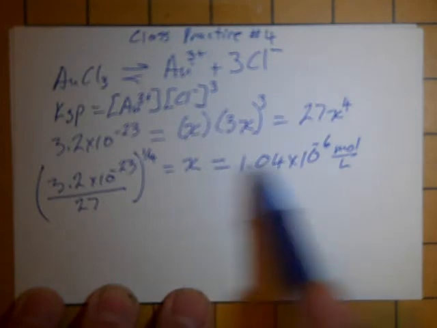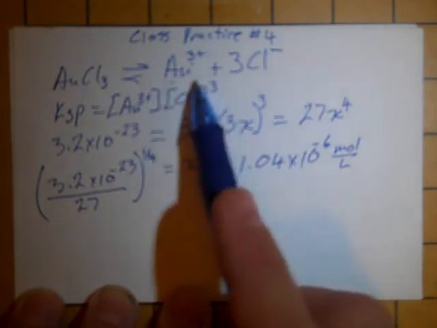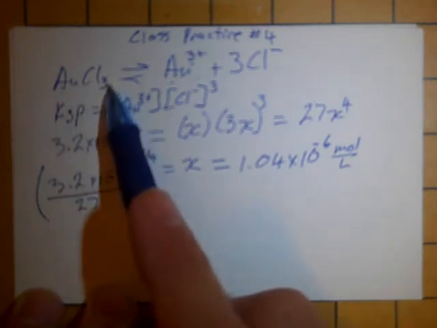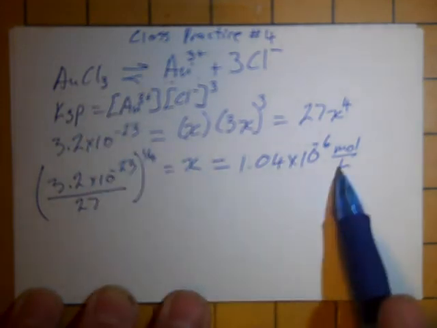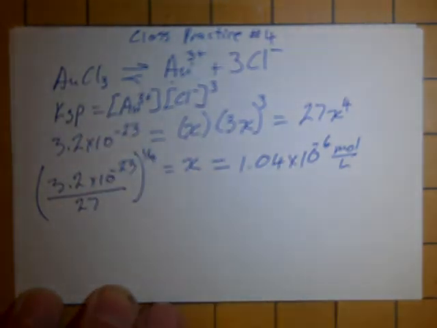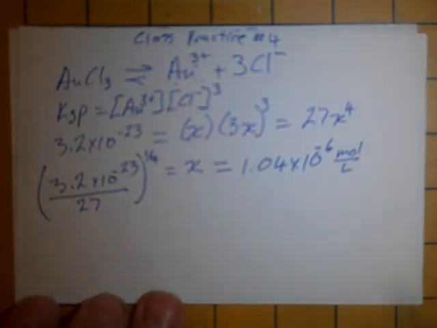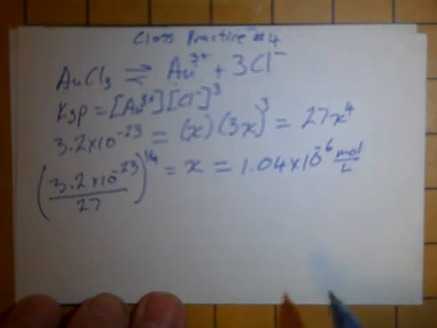X is both the concentration of gold ions in solution and it's the molar solubility of gold chloride. This much gold chloride can dissolve. So, if I know how many moles of gold are in 1 liter, and I have 1 liter, how many grams is that?